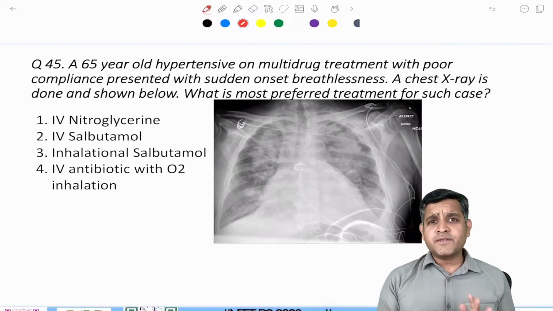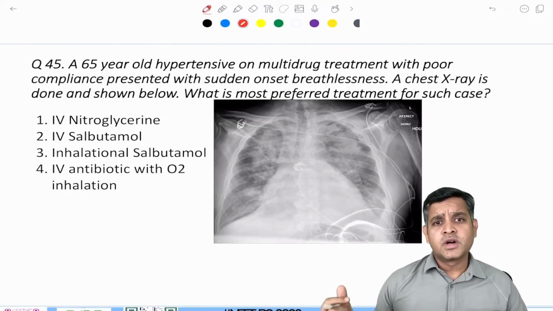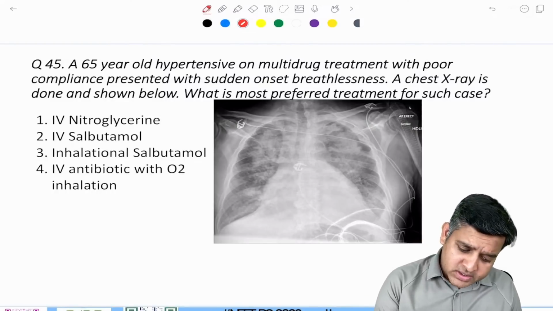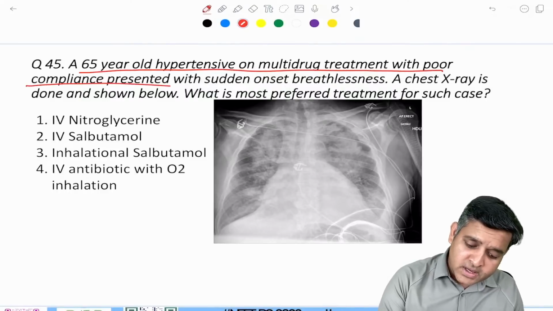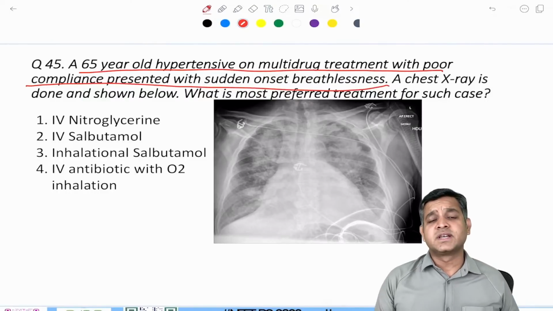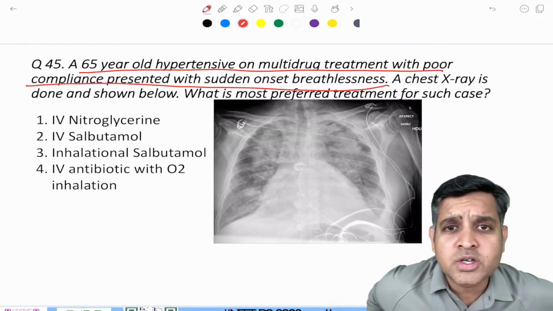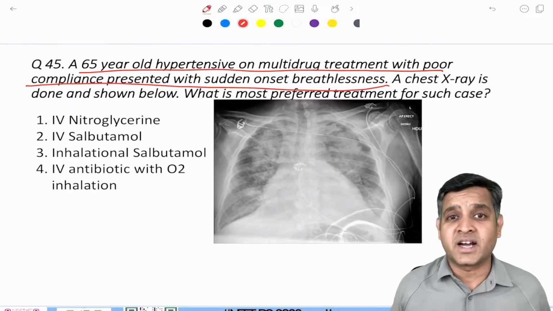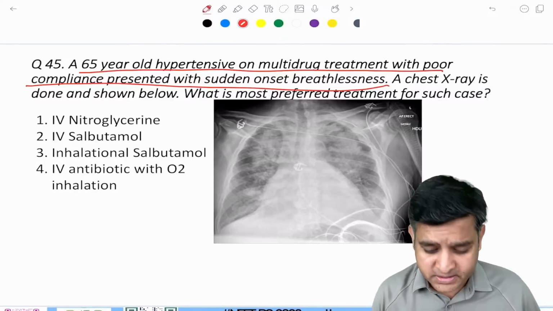Now 45. This is a typical question that is expected nowadays, which is more of a medicine question but solved on the basis of radiology knowledge. A 65-year-old hypertensive on multi-drug treatment with poor compliance presented with sudden onset breathlessness. That means the examiner has told you that this patient is not controlling the hypertension in spite of being on multiple drugs. That means there is a disease related to the hypertensive crisis.